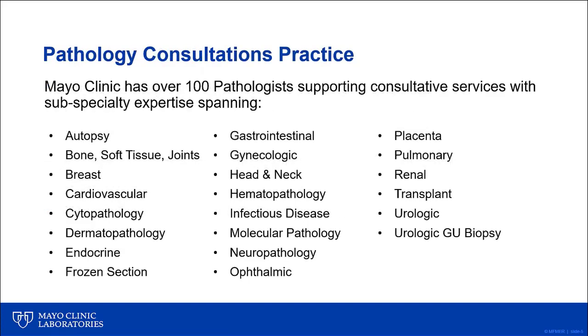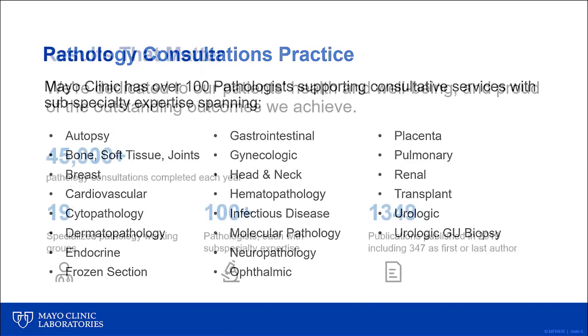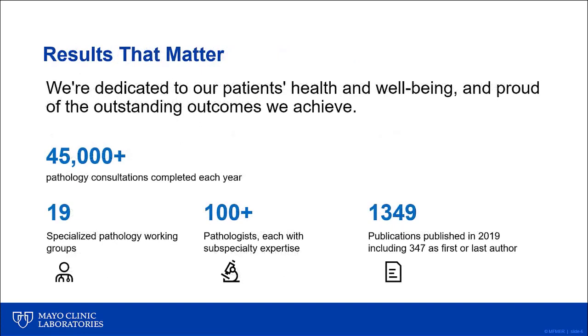Our consultation practice has over 100 pathologists, providing subspecialty expertise spanning from autopsy all the way to urologic pathology. Each year, we evaluate over 45,000 consultation cases that fall into these 19 subspecialties. Our over 100 pathologists are academically inclined. In fact, in 2019 alone, we published over 1,300 peer-reviewed manuscripts. Over 300 were first and last authored by our consultants.